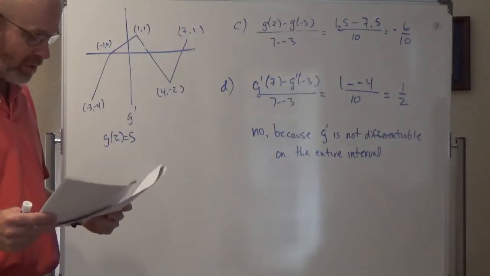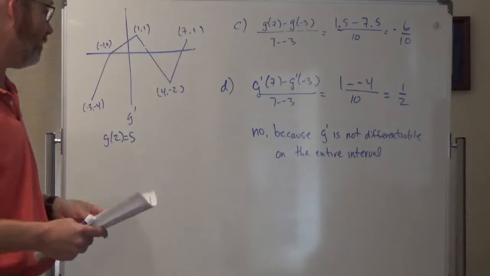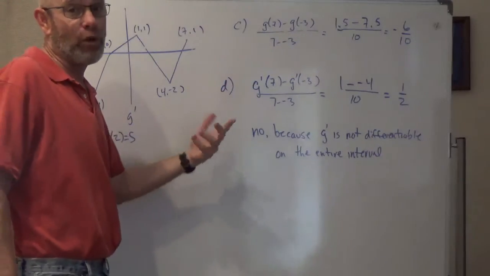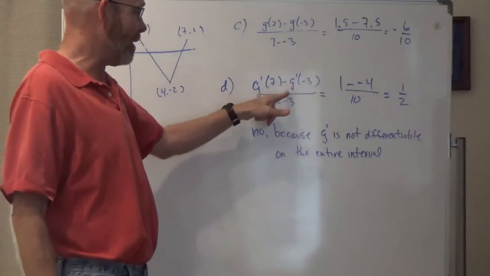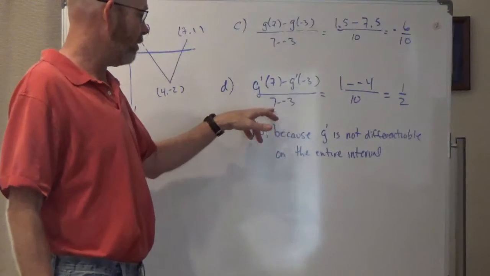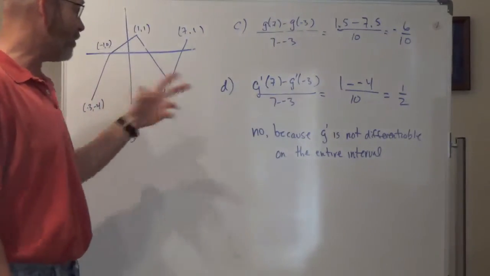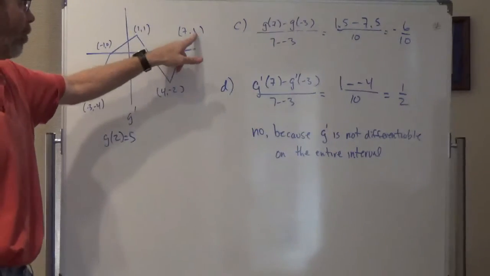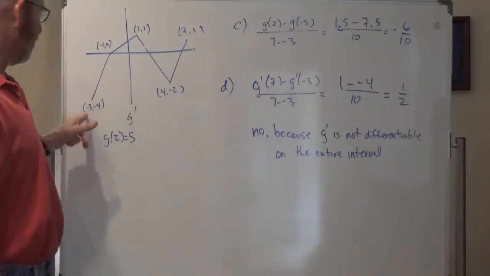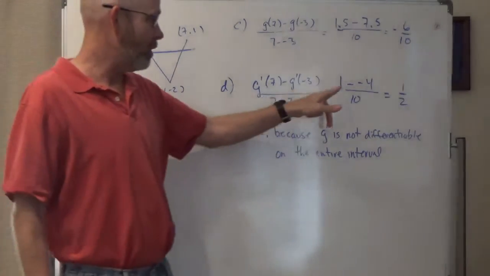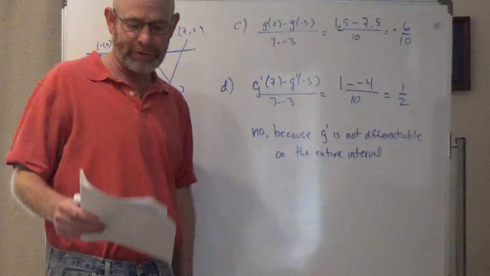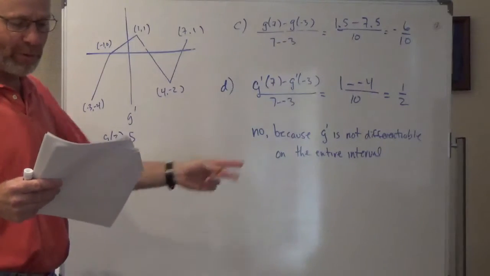And the last question was average rate of change of the derivative. So same thing, slope of the derivative, so it's just g prime of 7 minus g prime of negative 3 over 7 minus negative 3. The values are here, right? G prime of 7 is 1. G prime of negative 3 is negative 4. 1 minus negative 4 over 10, 1/2. 1 point for that, 1 point for explanation.